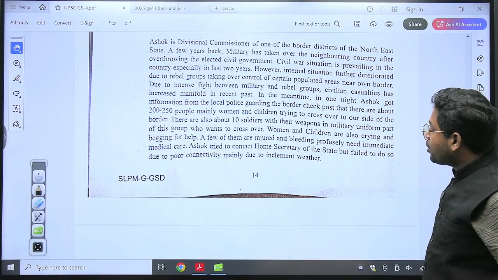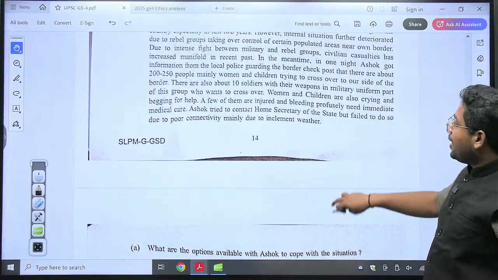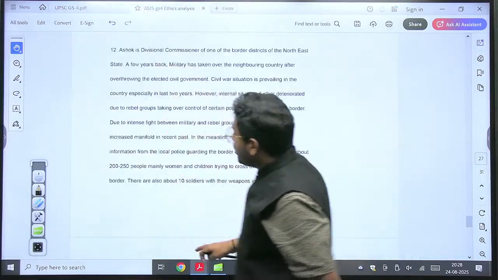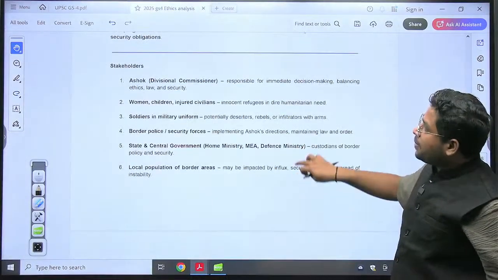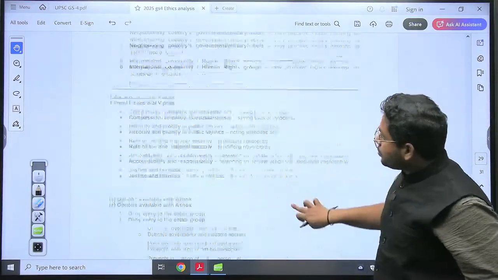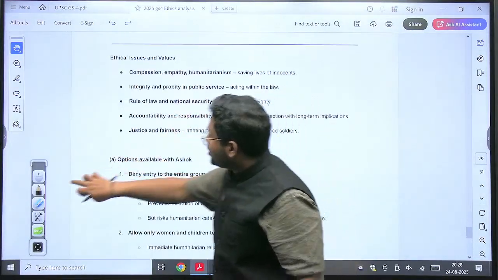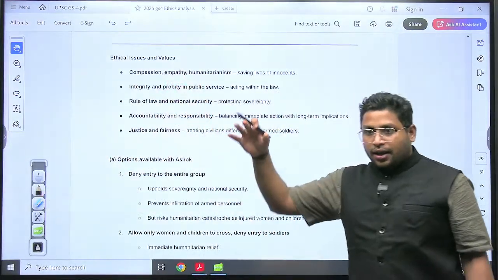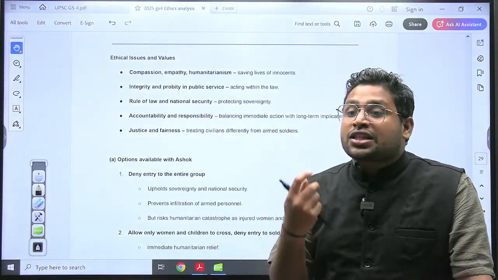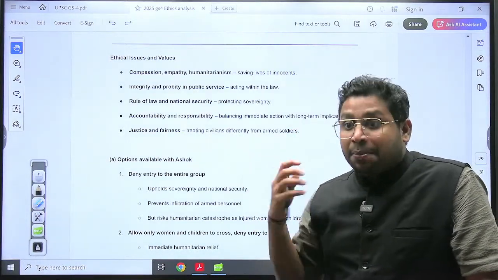Ashok tried to contact Home Secretary of the state but failed to do so due to poor connectivity, mainly due to the inclement weather. So again, what options he has, what are the ethical issues he will be facing in this particular case. Now see, the point is, what kind of values you are going to show over here in this particular case. Firstly, understand, if the situation in your neighboring part is not good and some people are coming and asking for help, women and children to be more specific, right, they're begging.